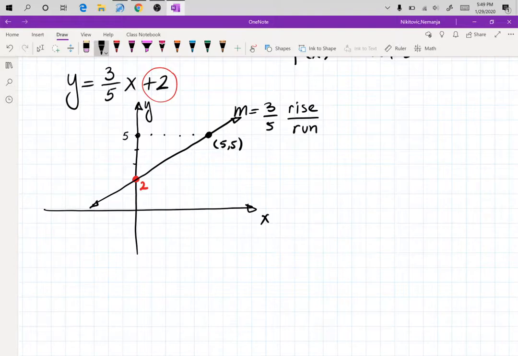Step number one, graph the y-intercept. That is the number circled in red, and that is going to be a value somewhere on the y-axis. So that's your step one. You draw a point. That's my red 2. Then you count rise over run. Step two is to obtain the second point, in my case 5, 5. You have to go 3 units up from 2, and then 5 units over to the right, and that lands you at 5, 5. Step number three is to connect the two points, and you're done.